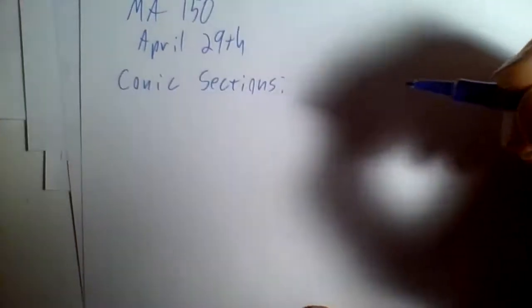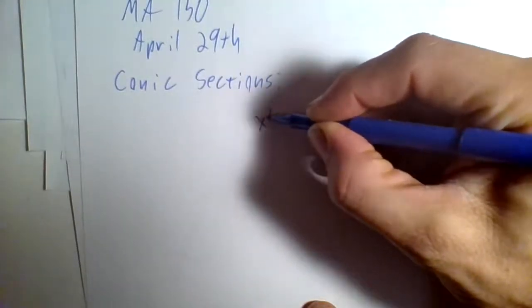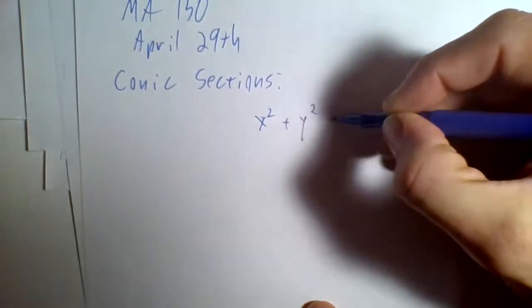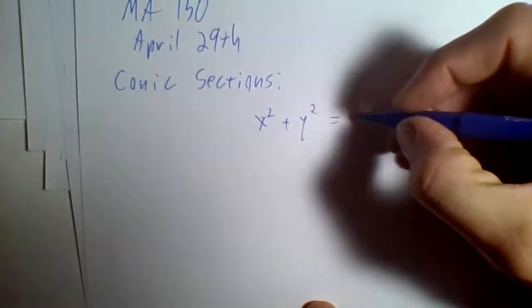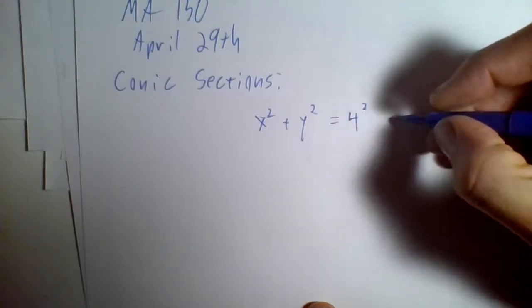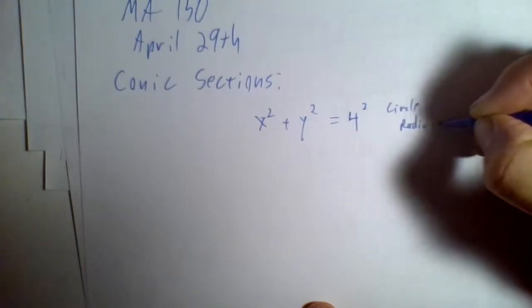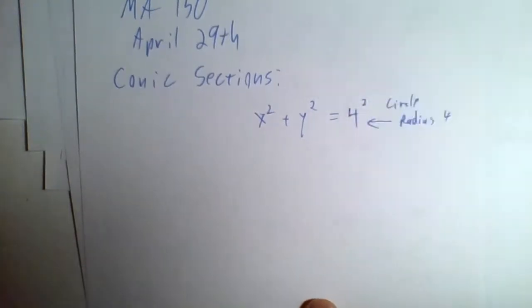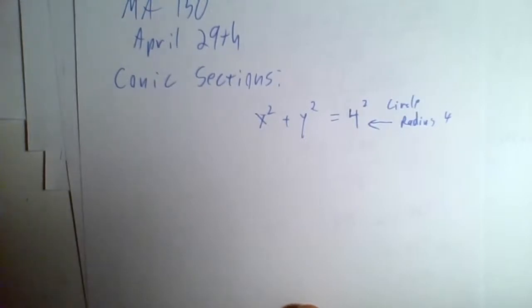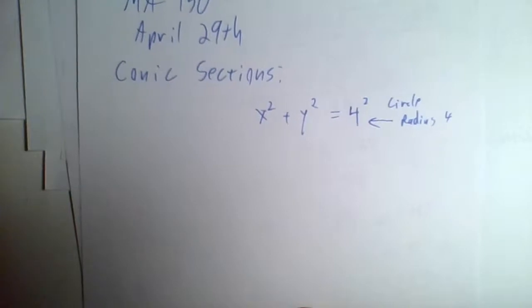So hopefully you remember your distance formula and your circle formula for the graphs of a circle. The easiest way to write this is x squared plus y squared equals r squared. I'm just going to put a number in there. So this is a circle of radius 4. I'm going to mess with that one a little bit, but remember that's a circle of radius 4.